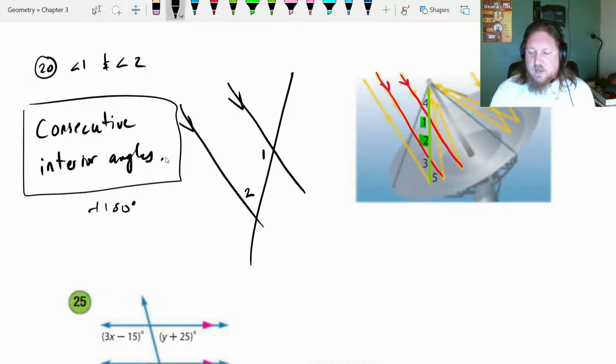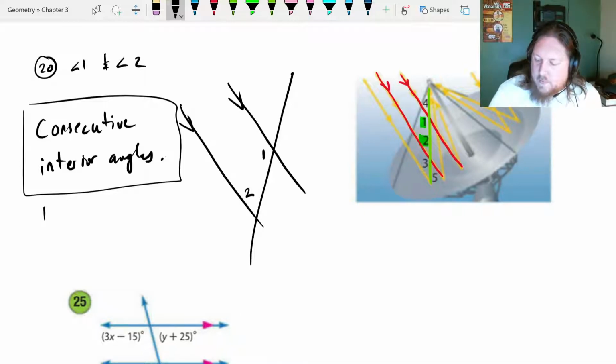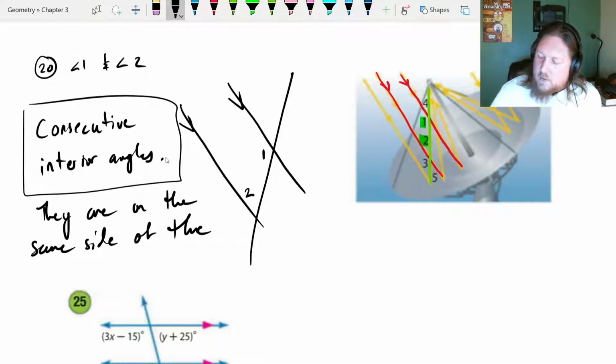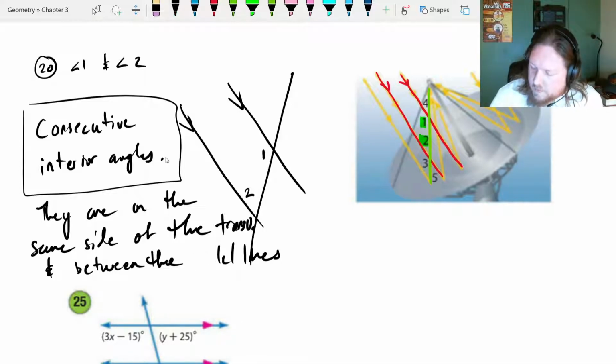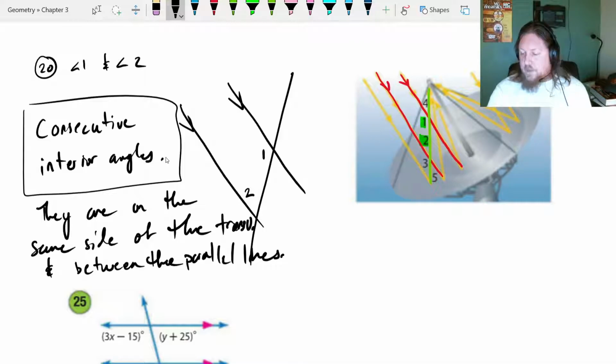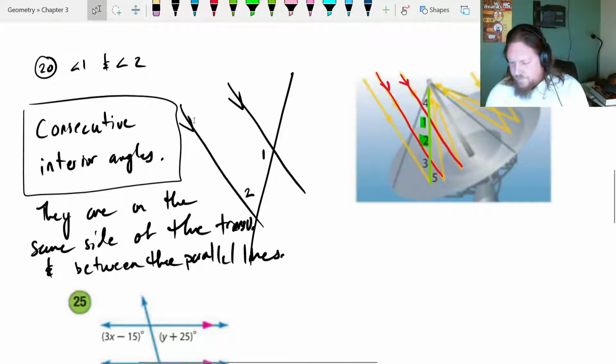I explained our reasoning. My explaining the reasoning would be kind of what I was saying before. They are on the same side of the transversal and between the parallel lines. I think after as many years as I teach math, I would spell parallel correctly. But there you go. That would be my reasoning.